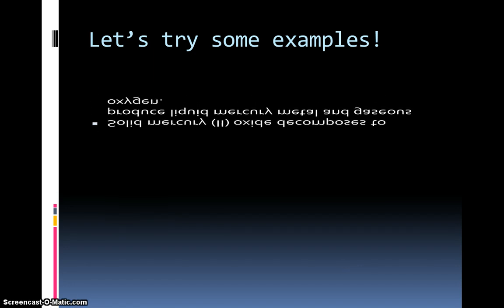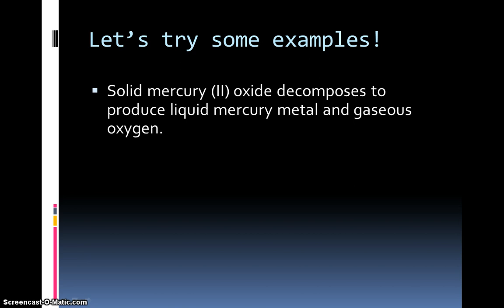So if we look at this first example in your note packet, solid mercury (II) oxide decomposes to produce liquid mercury metal and gaseous oxygen. So the first thing we want to do is identify where the reactants are and where the products are in this word equation. As we read, we hit this word decomposes. What that word tells us is this is where the chemical change is occurring. So anything before this is going to be a reactant and anything after it is going to be a product.